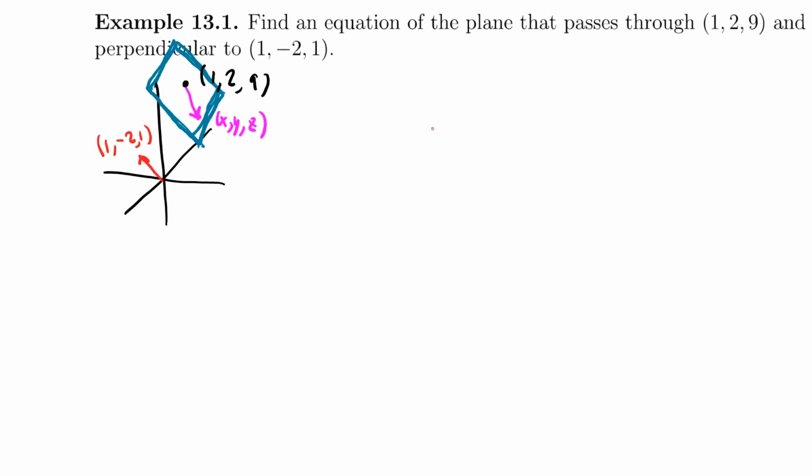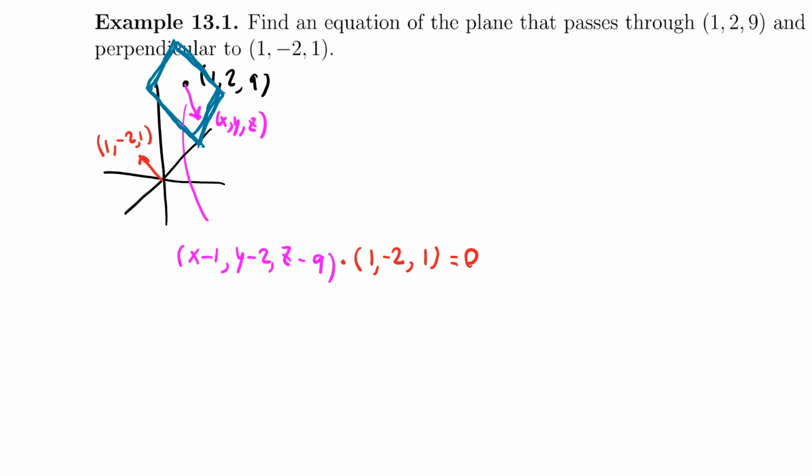So that means I want my pink vector. What are the coordinates of my pink vector? My pink vector is going to be (x - 1, y - 2, z - 9). Now, I want this vector to be perpendicular to my red vector. In vector world, what does it mean for two vectors to be perpendicular? For two vectors to be perpendicular, I want their dot product to be equal to 0. So the dot product of the pink vector and the red vector had better equal 0.